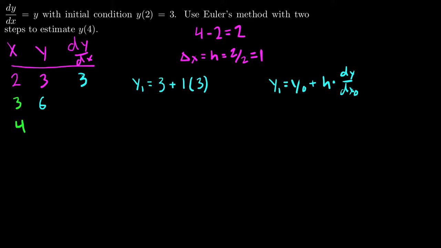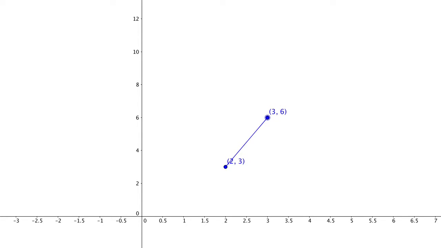And I continue. So now the slope is 6, and I get to my second y value by doing my previous y value 6 plus my change in x times my new slope, which gives me 12. And showing that on the graph, I take a step right with a slope of 6 and end up here at (4, 12).